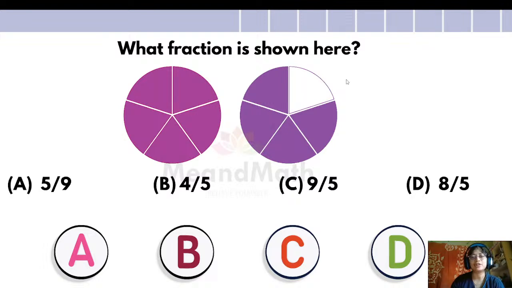Okay. What fraction is shown here? You can see an image, actually two circles divided into some parts and some parts are colored. So you have to tell me what fraction is shown over here. What fraction is the colored part representing? Is it A 5 by 9? Is it B 4 by 9? Is it C 9 by 5? Or is it D 8 by 5?